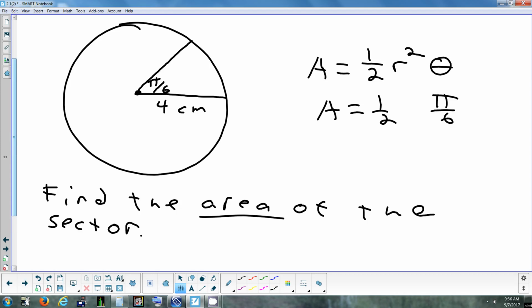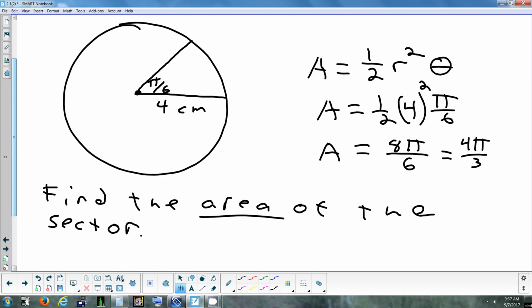So I got the pi over 6, and then the 4 centimeters. Katie, what's the 4 centimeters? Oh, that's a radius. And we have to square it. Okay, so we'll go through. Orion, what's 4 squared? 16. And then half of that? 8. So we have 8 pi over 6. And I can reduce top and bottom by 2. So Mason, what do I get when I reduce that? 4 pi over 3.